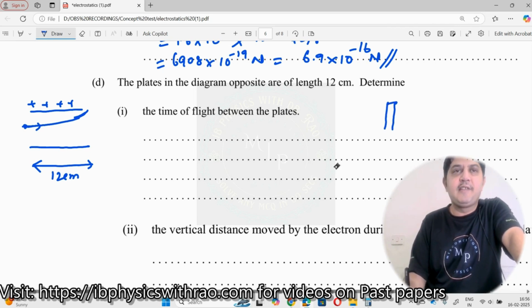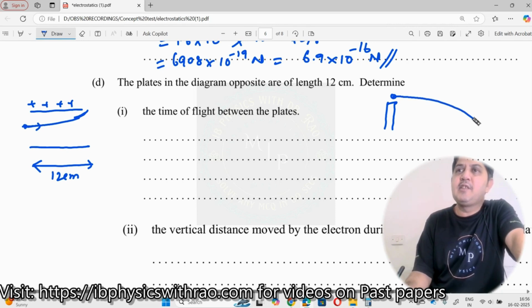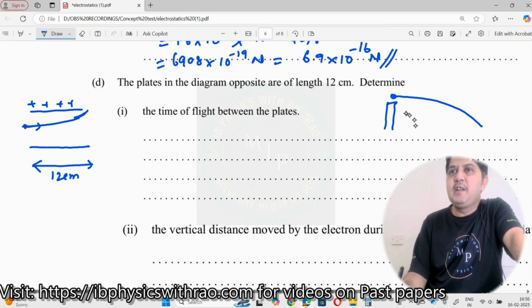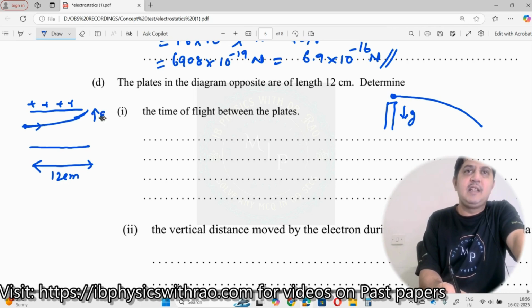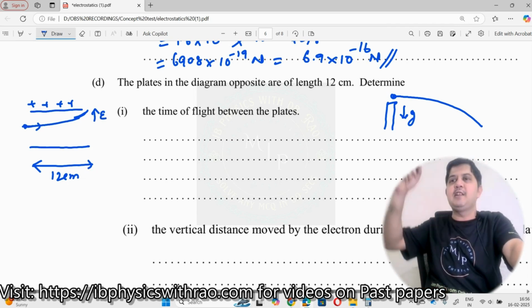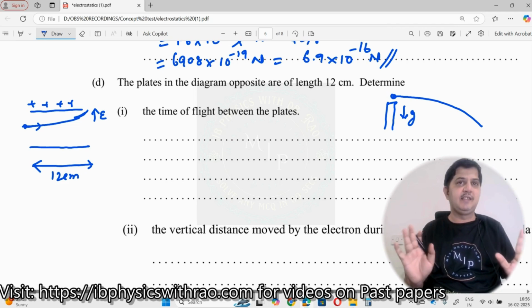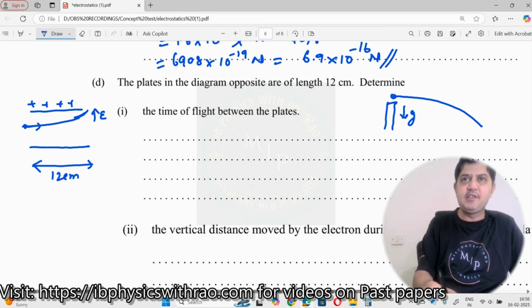You had a cliff, horizontal projectile motion. You throw the particle from here. The particle kept on going like this and fell over here, right? What was pulling it? Gravity was pulling it like this over here. Here, what is pulling it? Electric field is pulling it like this over here, right? So therefore, both are the same. Here it is an upward projectile, there it is a downward projectile. Simple, nothing else. Now what we need is the time of flight.